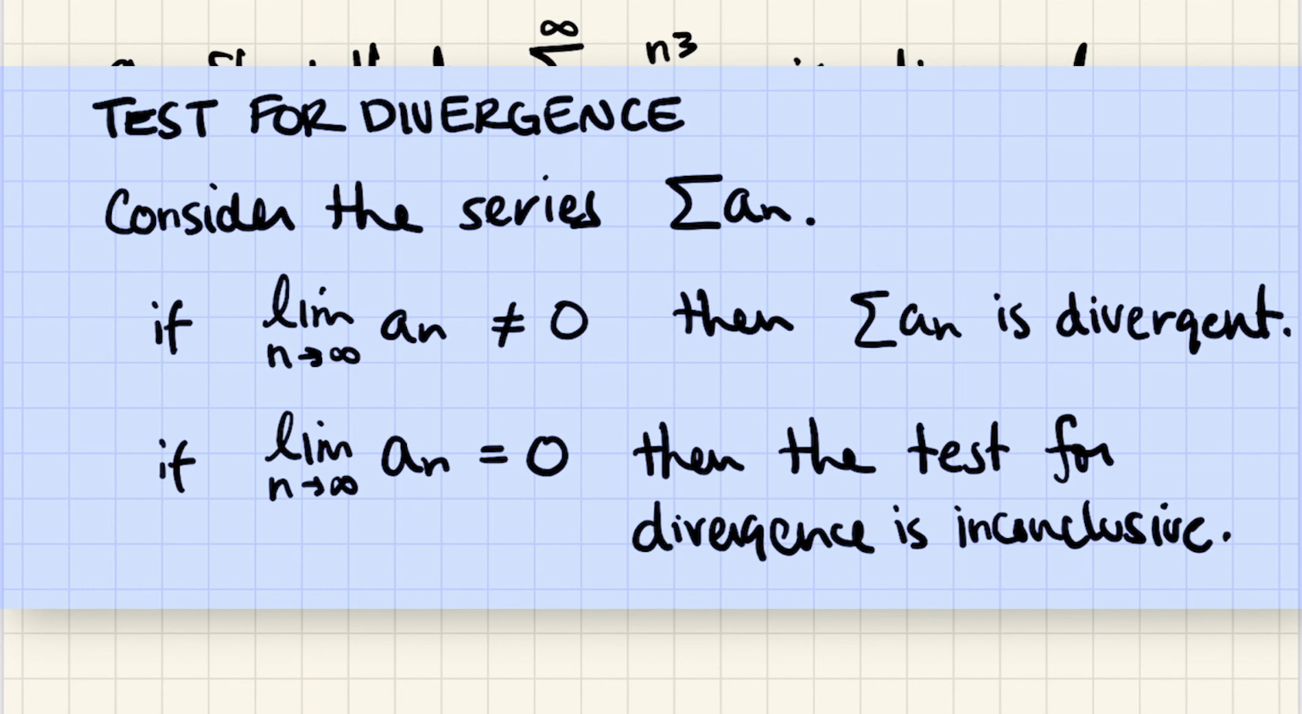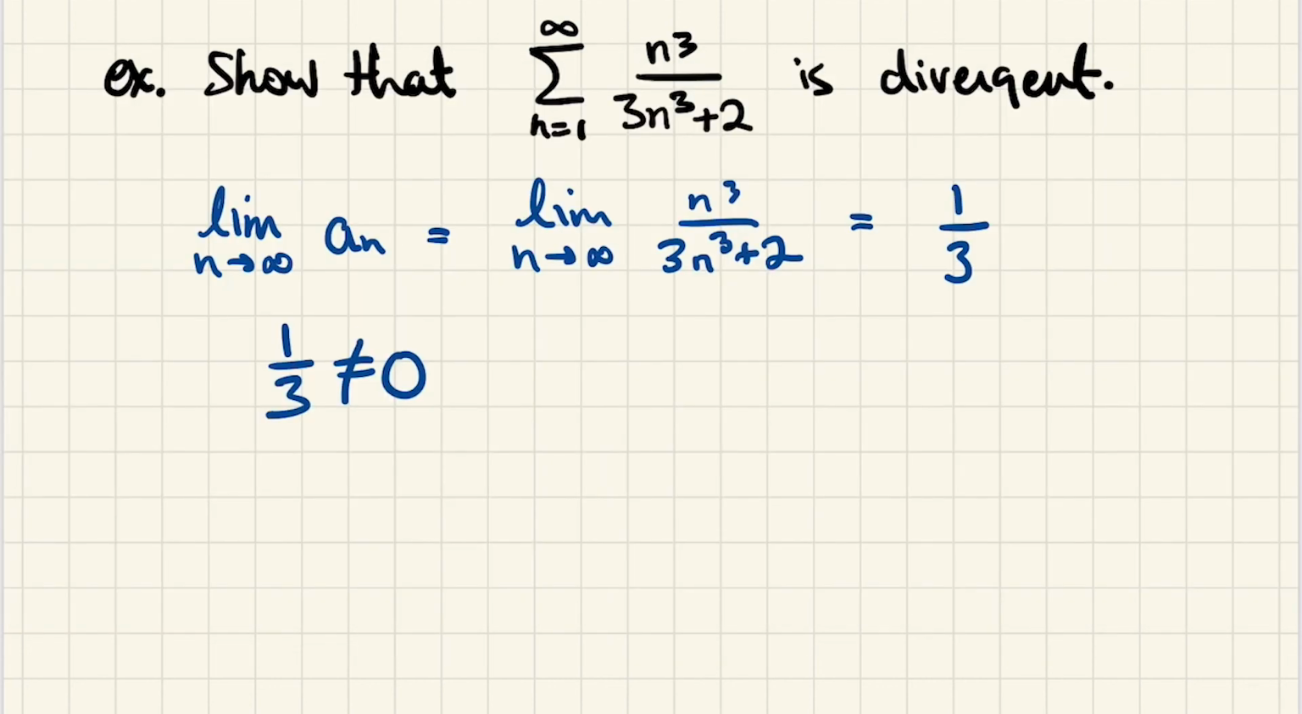What is it specifically about 1/3 from which we can draw our conclusion? It's not 0. Remember, always justify your conclusions. So 1/3 is not equal to 0. Therefore, this series is divergent.